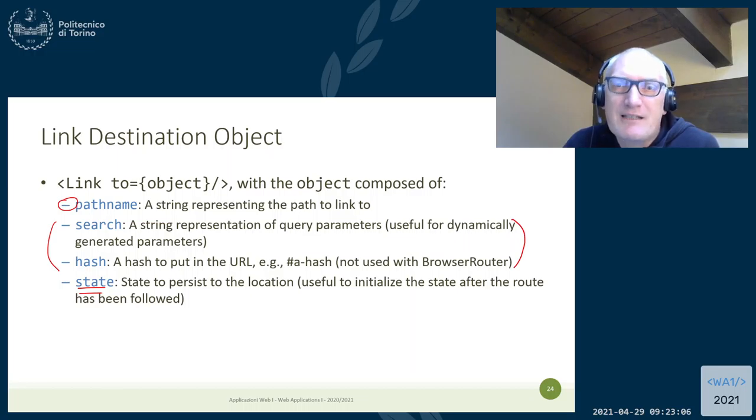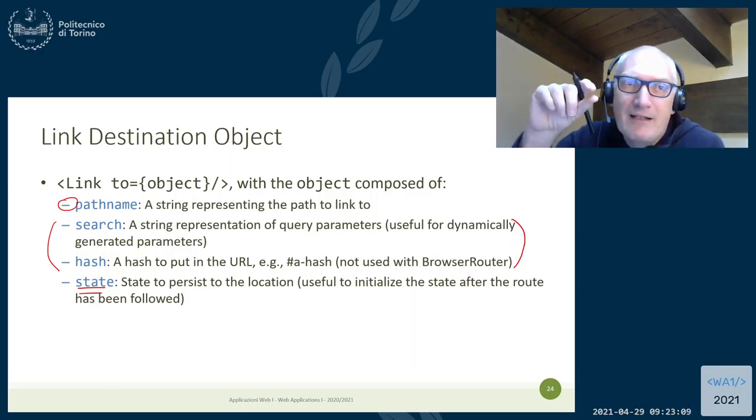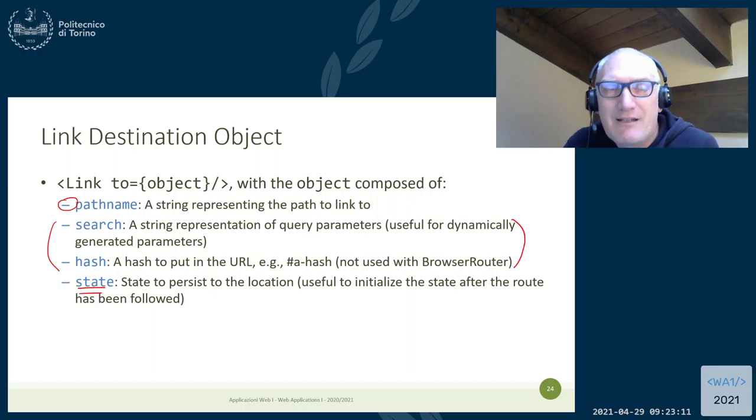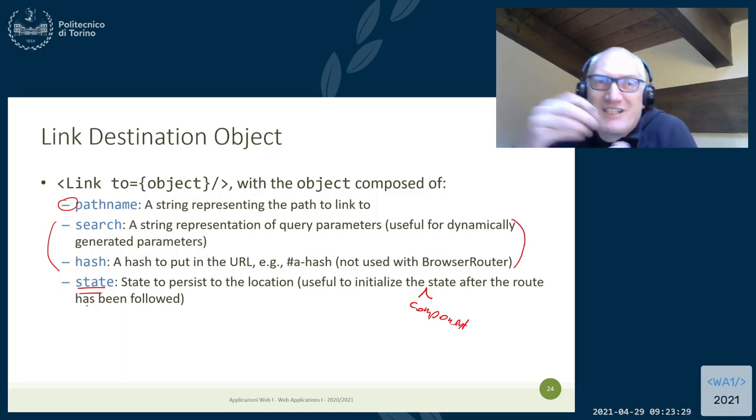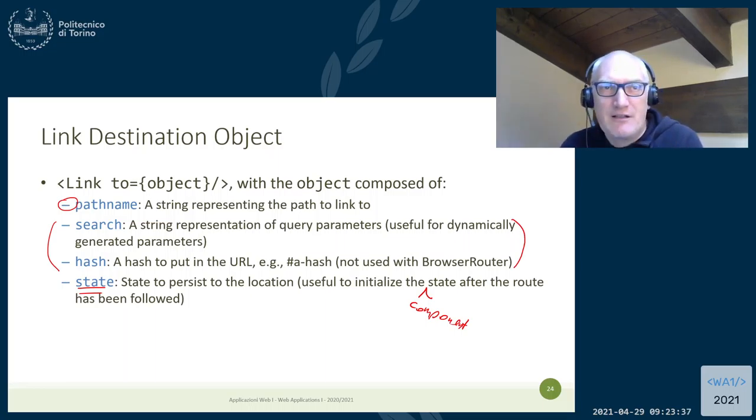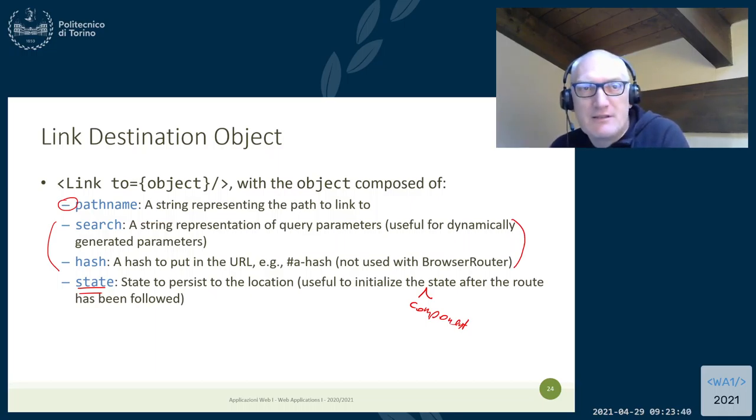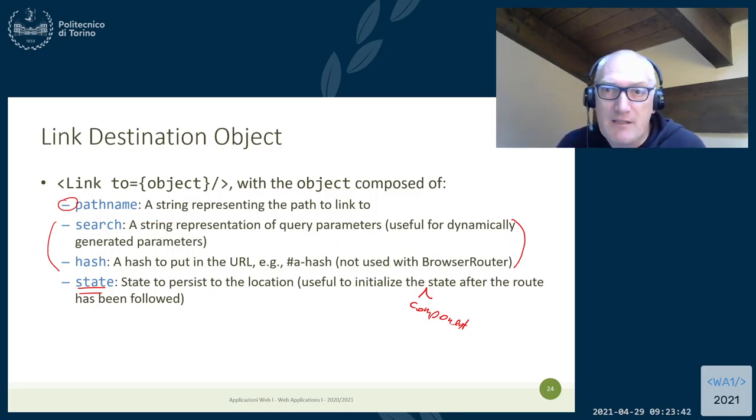But the good part is that when we are preparing a link, we can store some state inside the link. And when we are in the destination, we can extract this information. Usually this information can be used, for example, to initialize the component state after the route. So this is some state inside the browser, which is the state of the link, if you want to call it. It is not automatically the state of the component. It's just a sort of an extra parameter, an extra input to the component that may be set by us.